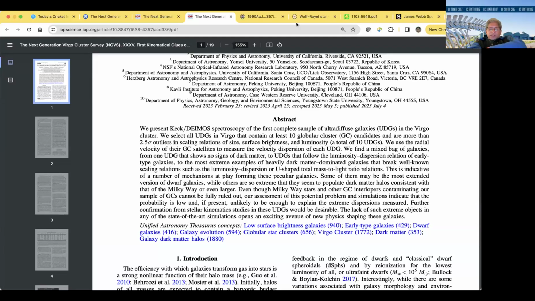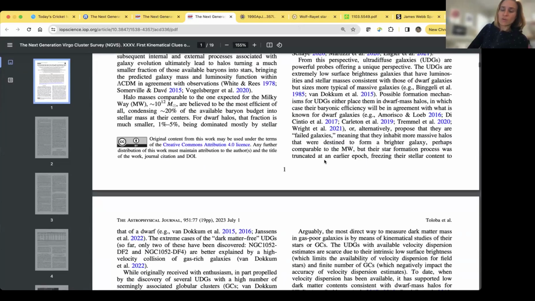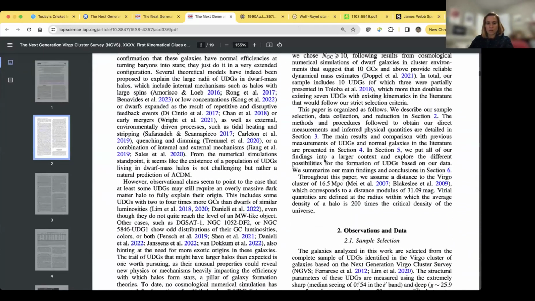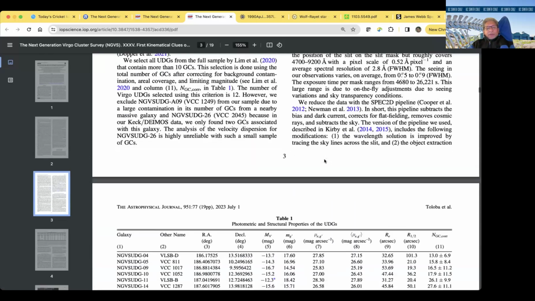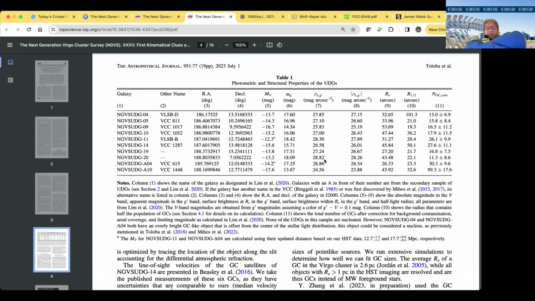Elisa, what are the numbers in the Unified Astronomy Thesaurus concepts? What are the numbers in parentheses? Which numbers? Ah, it is the code. Yeah, the keywords have numerical codes. This was a DEMOS paper, not KCW. Right? Those are the 10 galaxies.